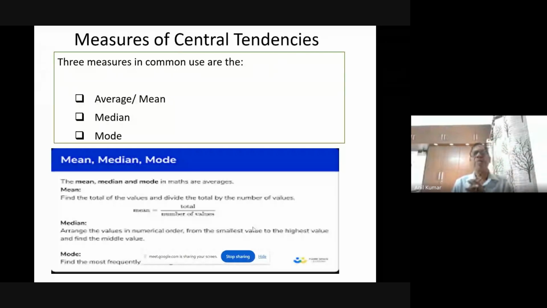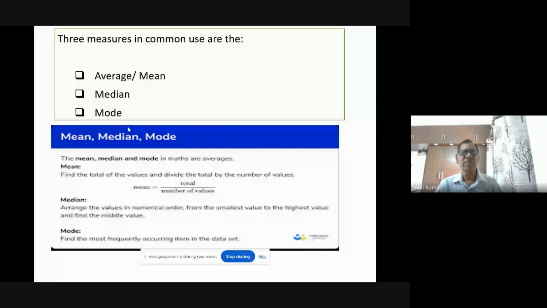When we talk of measures of central tendency, as it is named, central tendency, that is, what the data tells about the central nature of the whole group, what is central in it, those are called measures of central tendency. And central tendencies basically are the average, the arithmetical average, or we call it the mean also, median, mode.